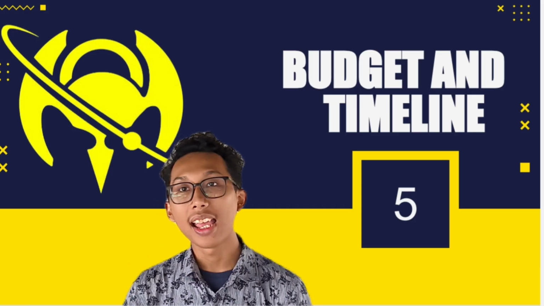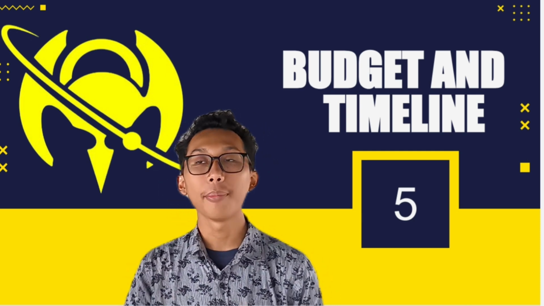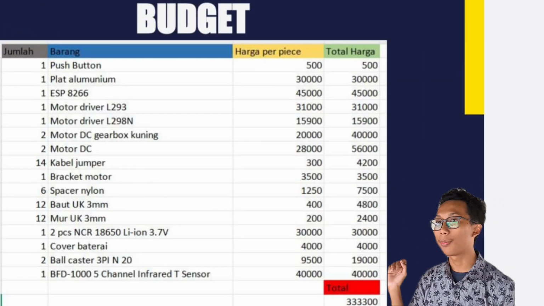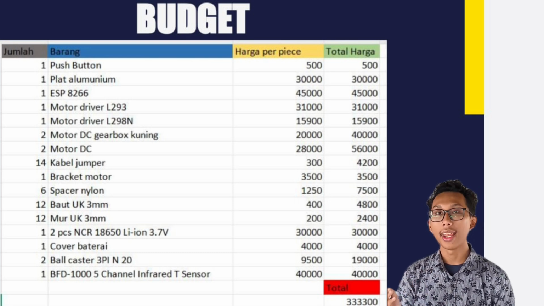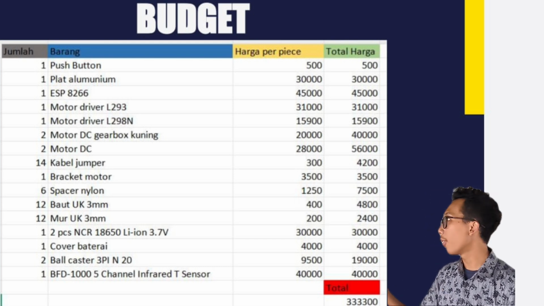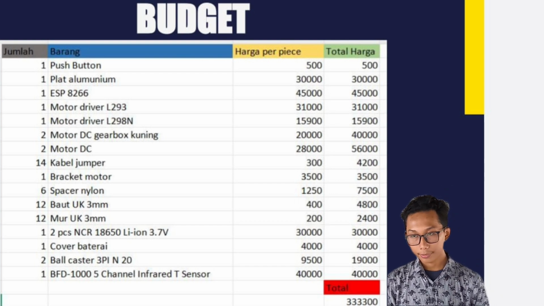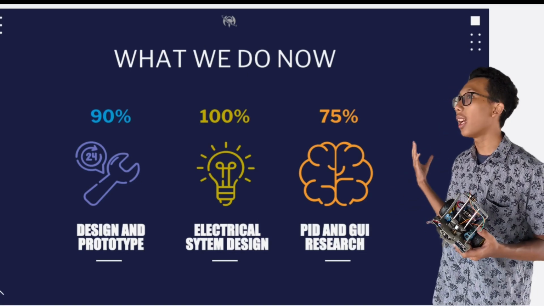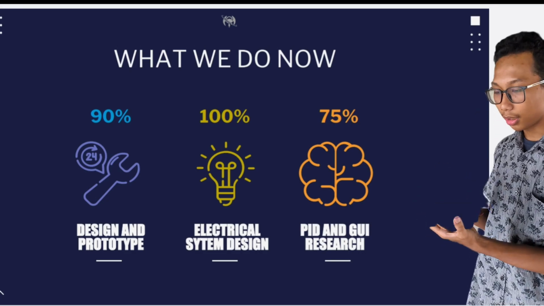Okay, our last presentation is about the timeline and budget. So, the total cost we spent for our robot is 333,300. For the specific details about our spending, you can see by yourself. And for our timeline, of course, we have already done our prototyping of the robot. As you can see here, this is our robot.